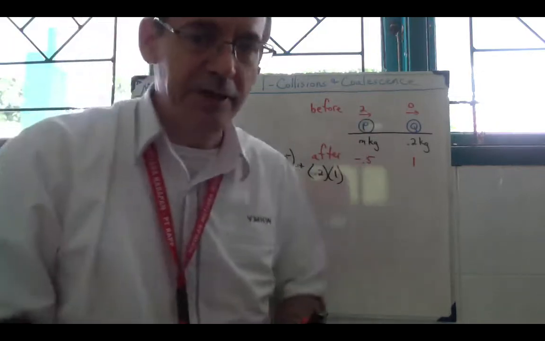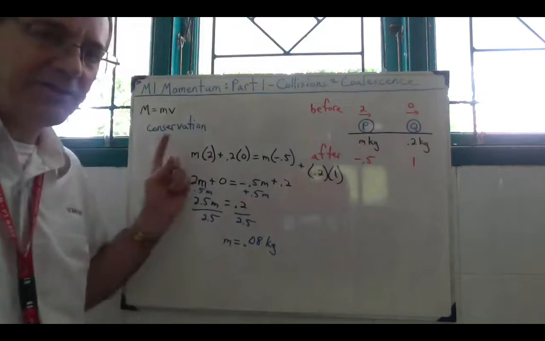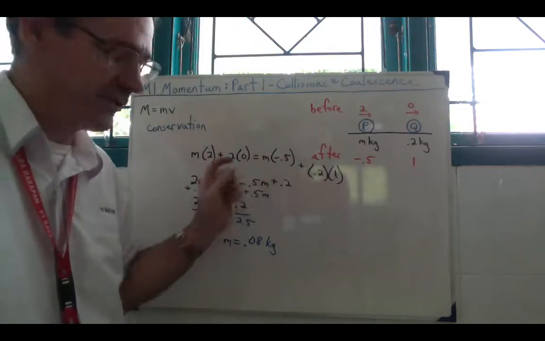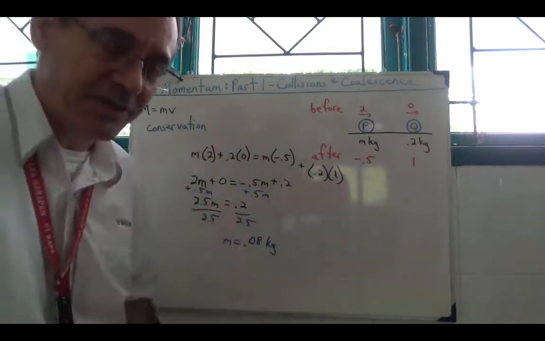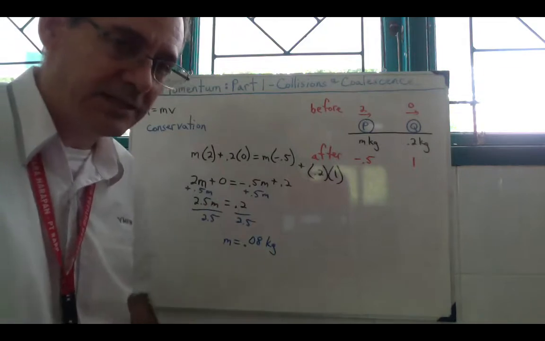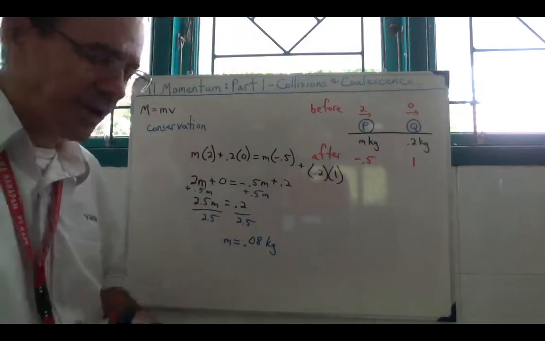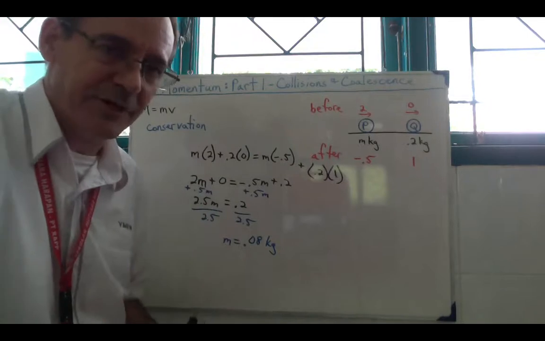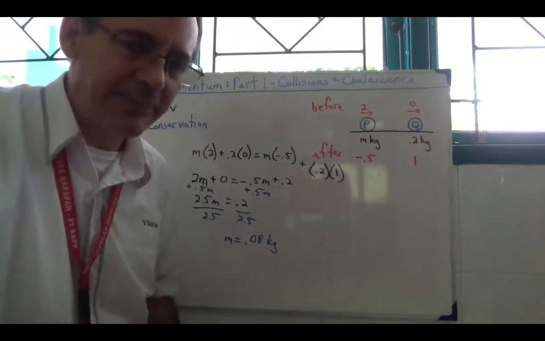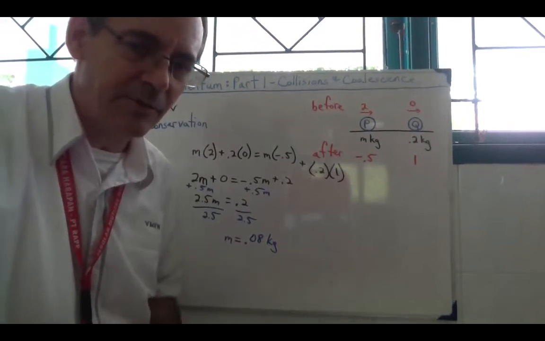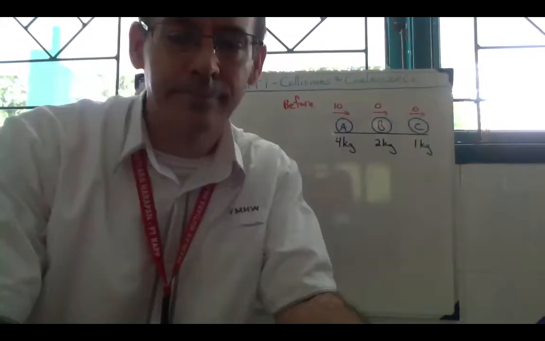So that one was pretty easy, not too bad. Conservation means the before and after are equal. You just add up the sums of masses and velocities and solve for the missing variable. Now let's look at what happens when it gets a little bit more complicated.